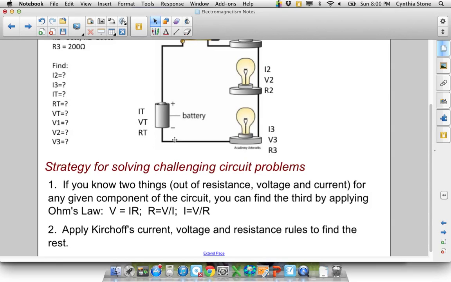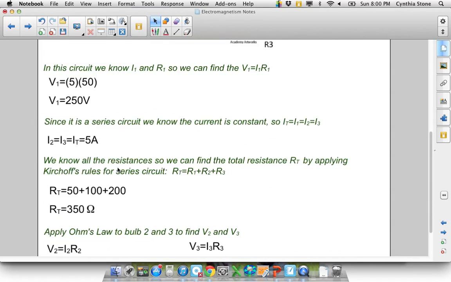And so we want to find everything about this circuit. So looking at the solution, first of all, a great place to start is if you know 2 things about any one part. In this case, in the first bulb, we know the first amp and we know the first resistance. Then just use V equals IR. So now we know all 3 things about that first bulb.